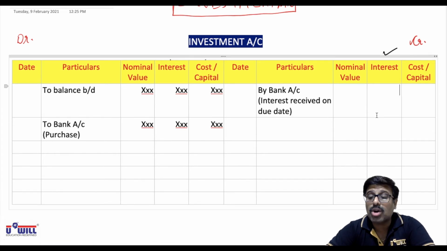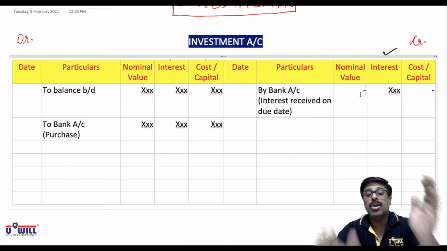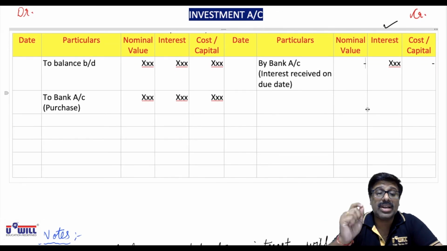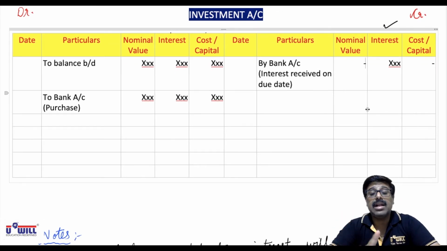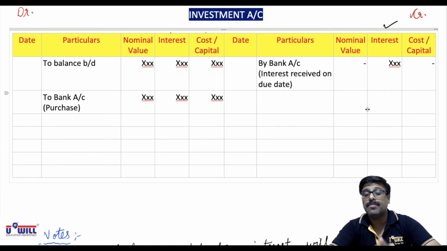Okay, this entry is to be passed for interest received on due date. Only in interest column the amount will be recorded. No amount will come in capital column. No amount will come in nominal value column. On the due date of interest, whatever interest is received will come in investment account on credit side with the particulars by bank account, and amount will come only in the column of interest.